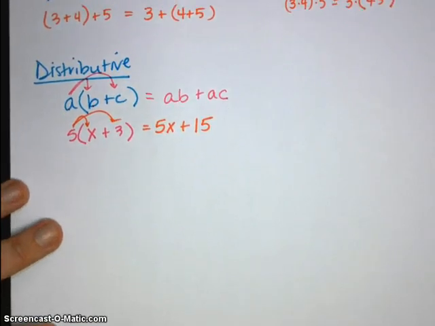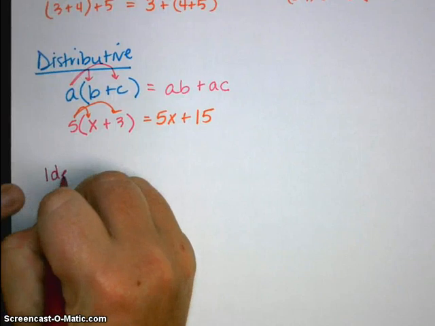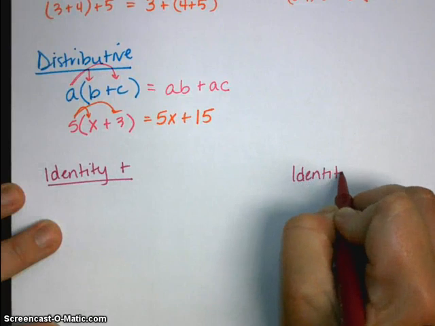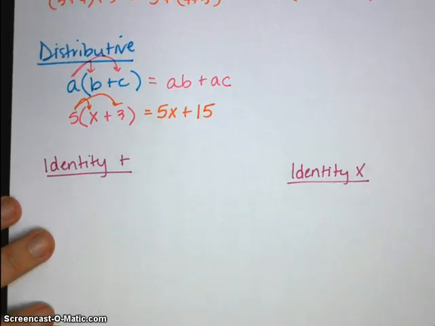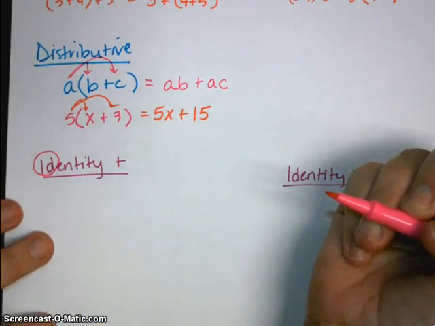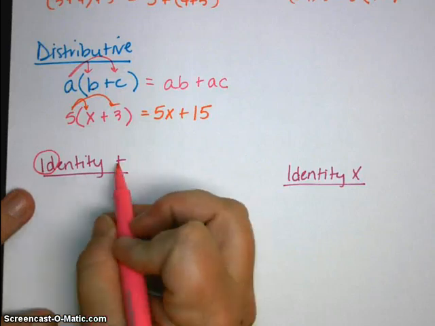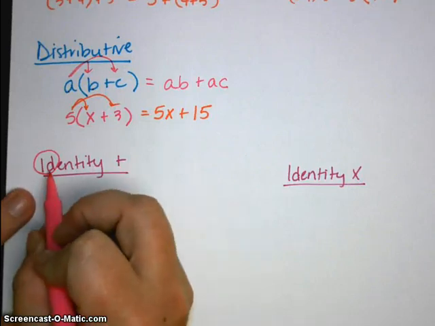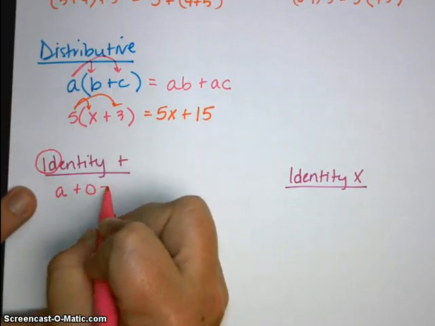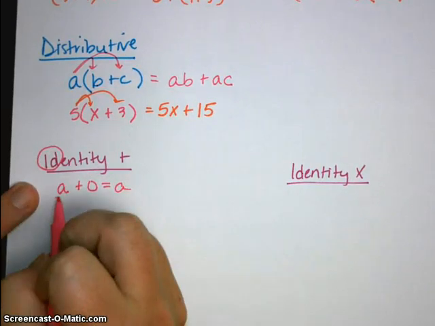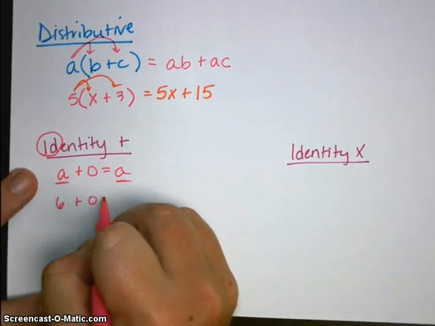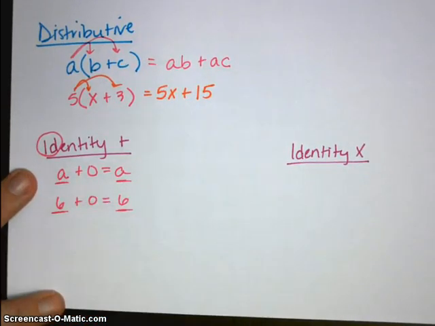Let's take a look at another property. Let's look at the identity properties. We have one for addition, and we have one for multiplication. So the identity property says that I am not going to change the identity of the number. So what number can I add to any number and still keep that same number? That would be 0. So the identity property says, for instance, A plus 0 still equals A. I did not change the identity. A stayed A. So if I'm looking at it in real number form, I'm looking at 6 plus 0 is equal to 6. I didn't change the identity of 6.